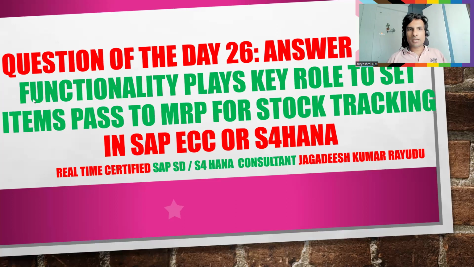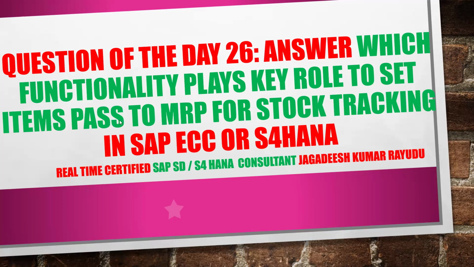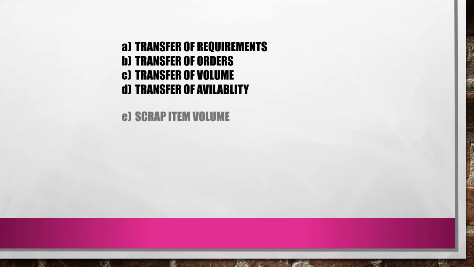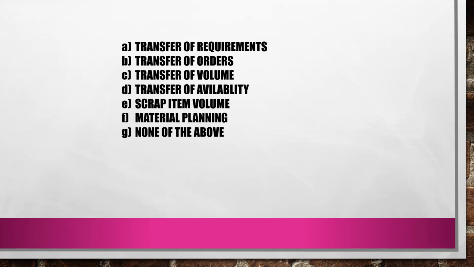This is the question I asked yesterday. Let's try to see the answer for this question. Before that, let's read this one. Which functionality plays a key role to set items to pass to MRP for stock tracking in SAP ECC or S4 HANA? So it is very simple. What is the basic functionality which is helpful to pass the requirements to MRP? Okay. So A is transfer of requirements, B transfer of order, C transfer of volume, D transfer of availability, E scrap item volume, and F material planning, G none of the above.